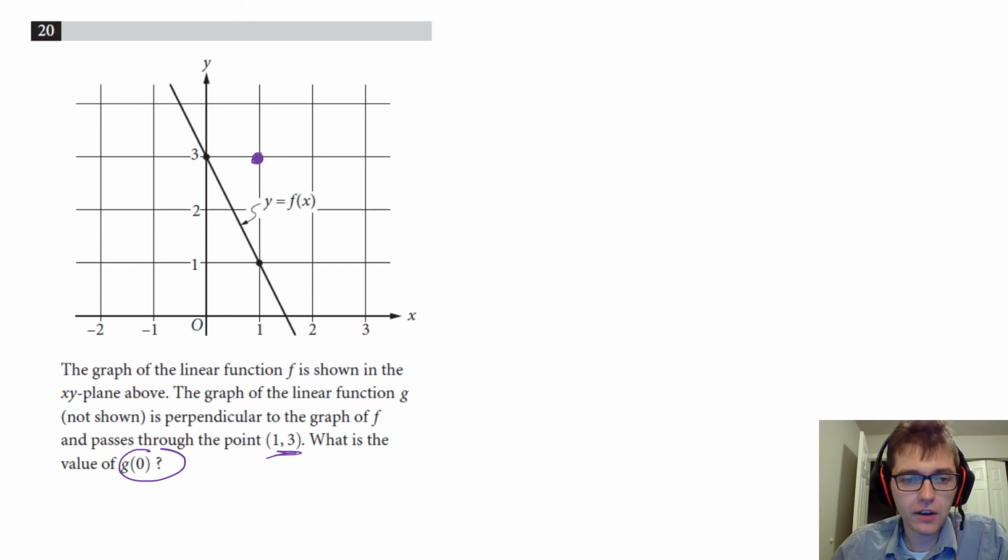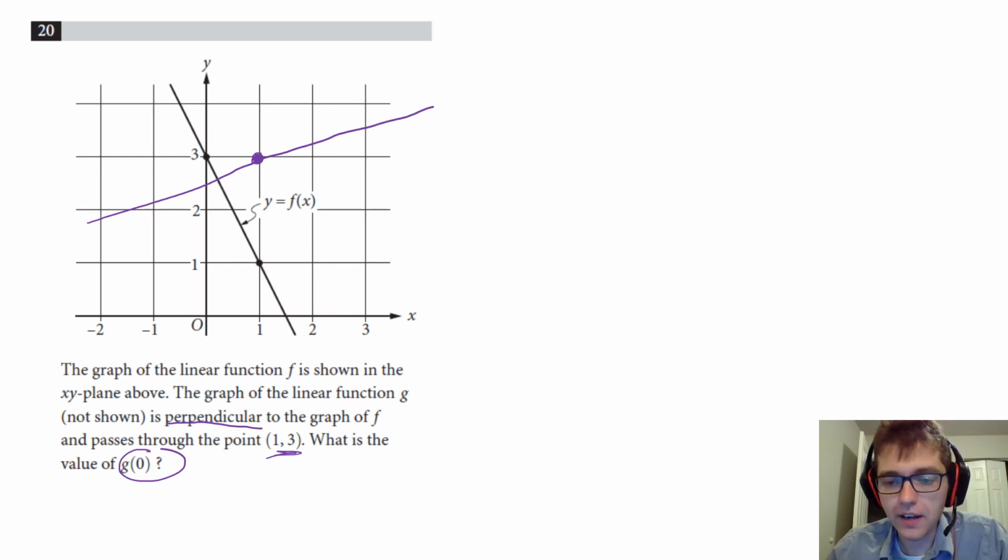And you know that what you're looking for is where that new line intercepts the y-axis. So they give you that it's perpendicular to the line for f. So go ahead and rough in what a perpendicular line would look like. It'll be something like that. And from there you can tell it'll be somewhere between 2 and 3. You don't know an exact value, so you have to really calculate.